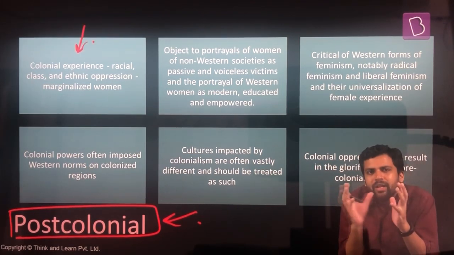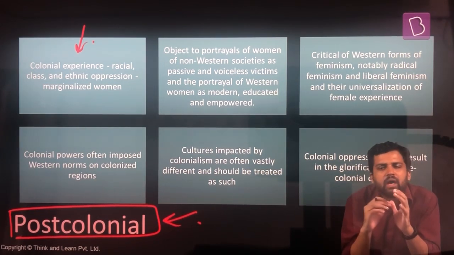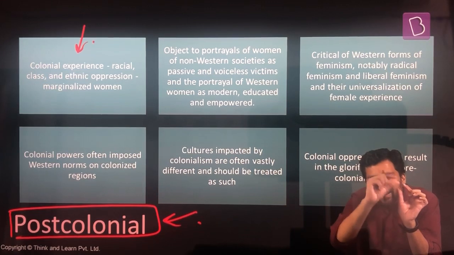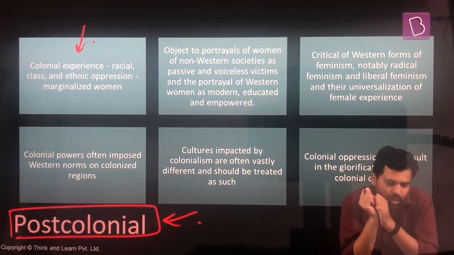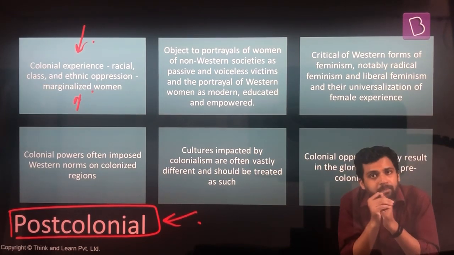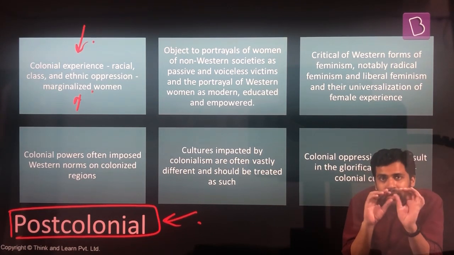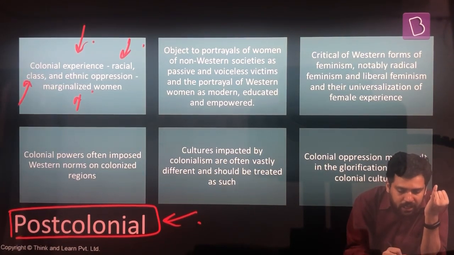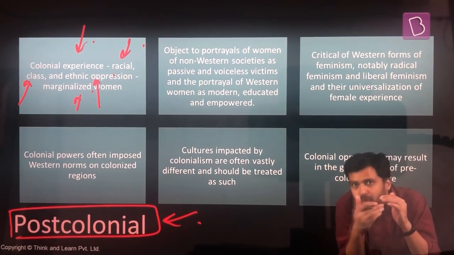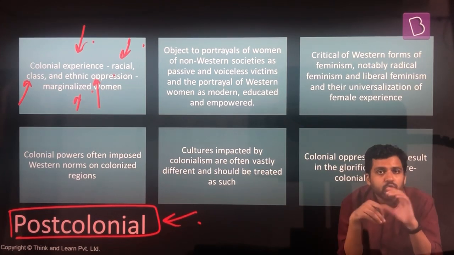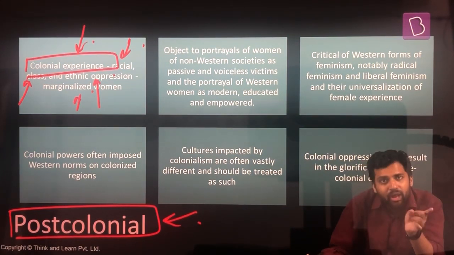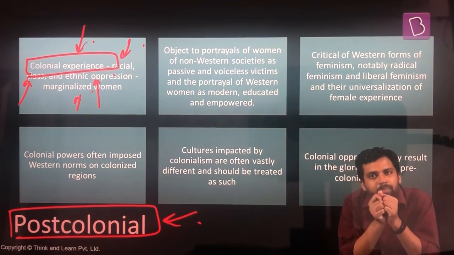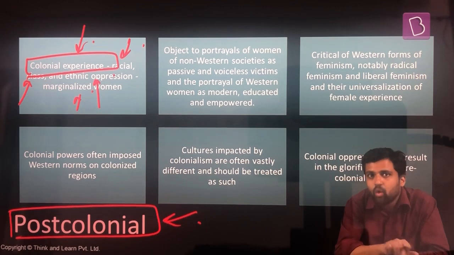Now, colonial experience, for example, when India was subjected to British rule, that was the colonial experience that we had. That colonial experience would have led to marginalization on multiple grounds. Women at that point of time would have been marginalized. What would be the dimensions of the marginalization they faced? They would have faced racism, ethnic oppression, and also classism. They belong to a different class, a different ethnicity, a different race. So colonial experience would have led to marginalization of women along all these lines. The women in the post-colonial societies that have formed would have faced all these things.